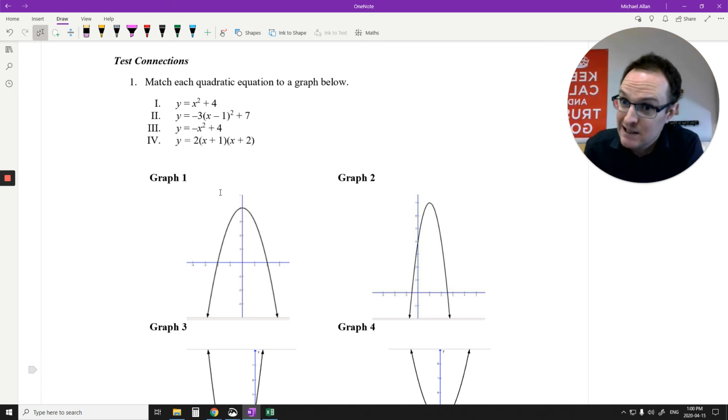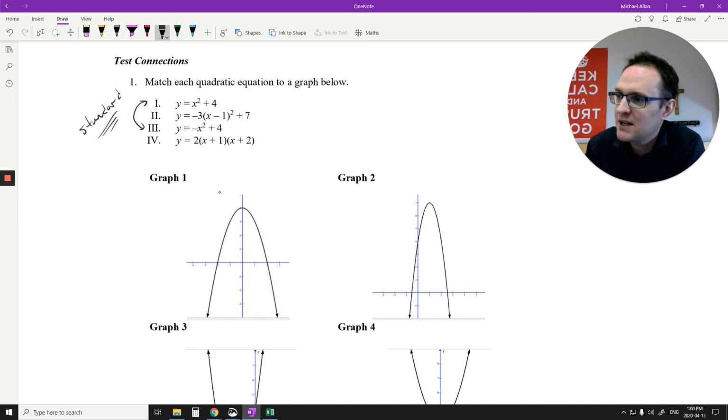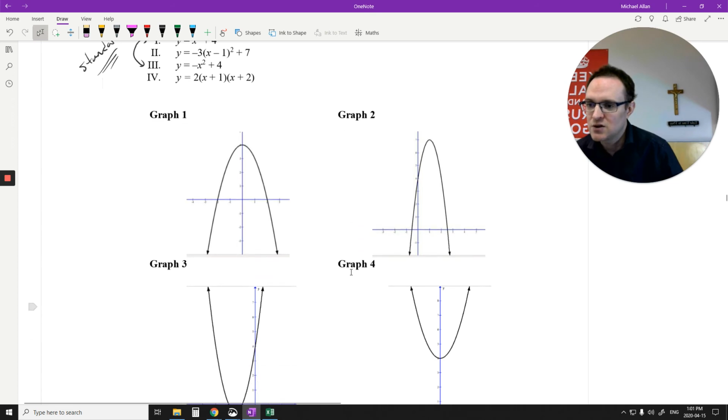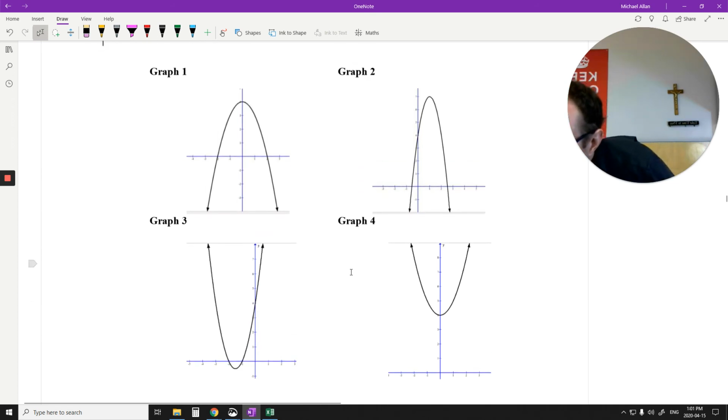Now, the best way to match these up is just to graph them in a calculator. Anyway, so let's just worry about this. Now, these two here are in standard form. Everything we've been doing so far is in standard form. So I'm just going to look at these two right now. By process elimination, maybe I can figure out which of these two graphs are which. Nope, maybe I can't.